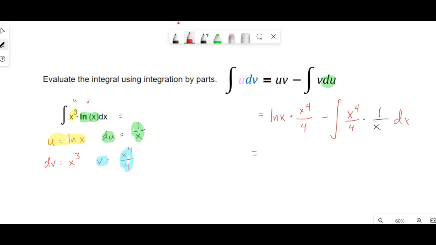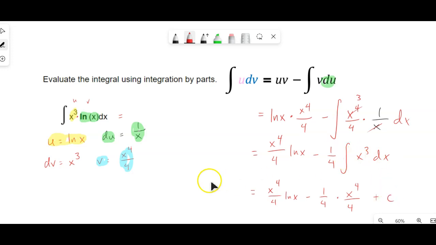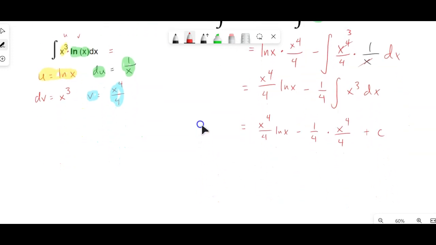All right, so I'm just going to write this as x to the fourth over 4 log x minus, now this is the simplification here. This is going to be an x cubed, and I'll pull the 1/4 out, so 1/4 the integral of x cubed. Now I can do that integral. That is also x to the fourth over 4 plus c, because I'm finally down to the last integral. I've done the last integration step, so I'm adding the plus c. Now it's just a little simplification.